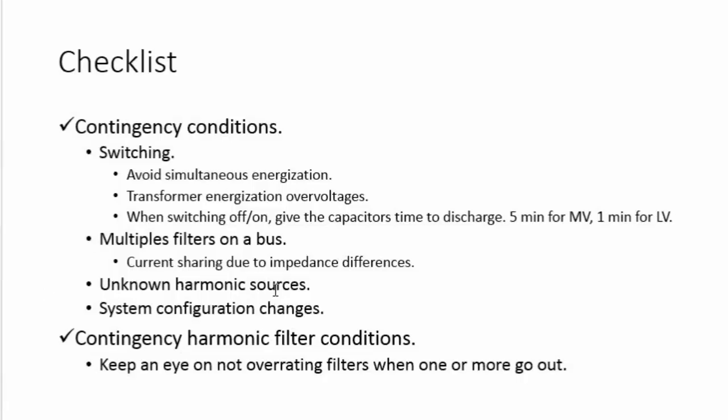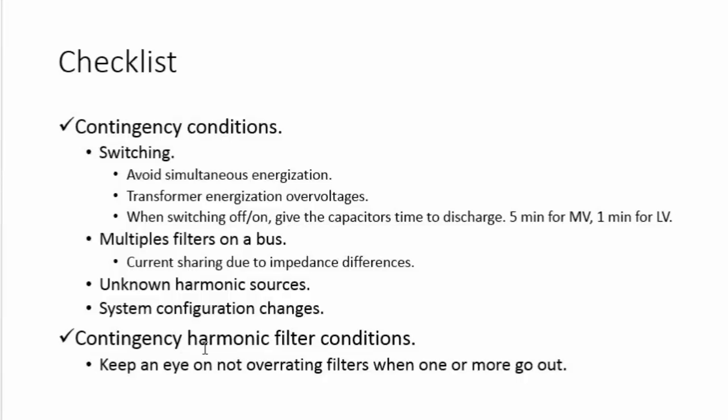Are there any unknown harmonic sources in the system? They most certainly will. It's very hard to make a study that includes every harmonic source, so you have to be careful and over-design the filter. Now, the system configuration changes under contingency conditions, like when an emergency generator goes up. We have to be aware.